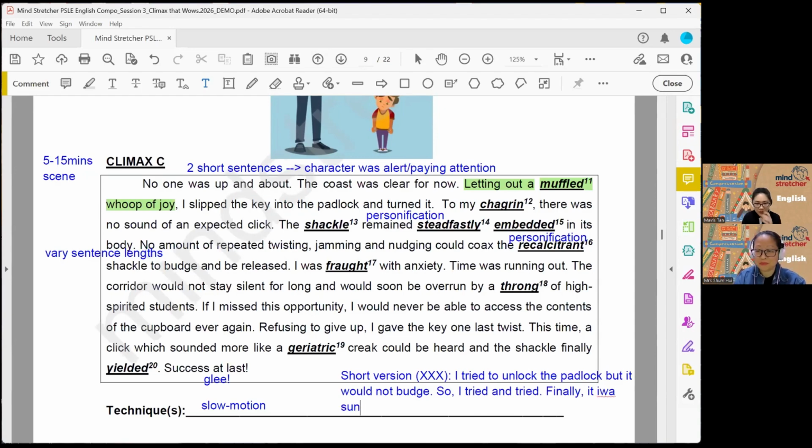So this is what we don't want. If you write like that and say, teacher, I already described the scene, but I don't know how to expand it, this is a model to show you. In this short version, I have no emotion. I cannot imagine your struggle. I cannot imagine how you twisted, like over here, twisting, jamming, nudging. I don't know. You say try to unlock. What is try to unlock?